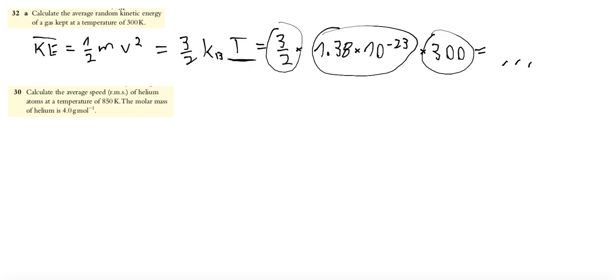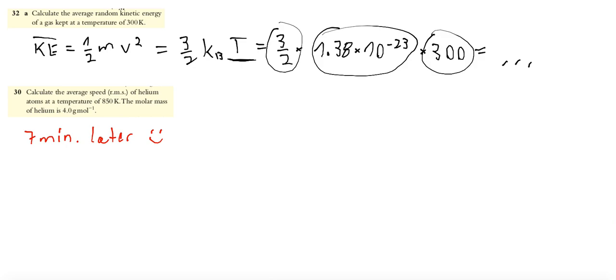Turn off video for 7 minutes, copy this to your notebook, try to do this. When you are ready, turn the video on again, and I will give you a solution and you will check. Okay, so 7 minutes later.